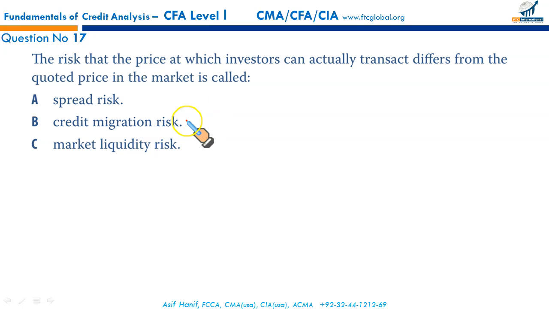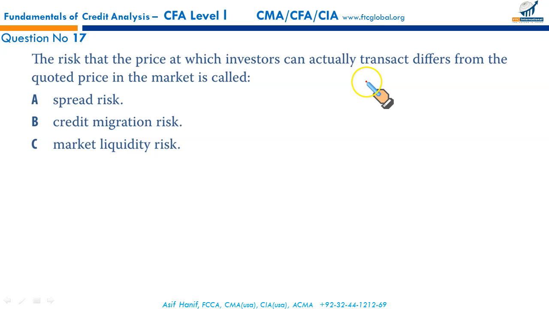Next is the credit migration risk. We have discussed in our reading. Credit migration, or sometimes called the credit downgrade risk, is a risk that a bond issuer's creditworthiness may deteriorate, resulting in higher risk of default, right? And then what is market liquidity risk? The market liquidity risk is the risk that the price at which an investor can transact buying and selling a particular bond, that price that he sells at or buys at, may differ from the price indicated in the market.